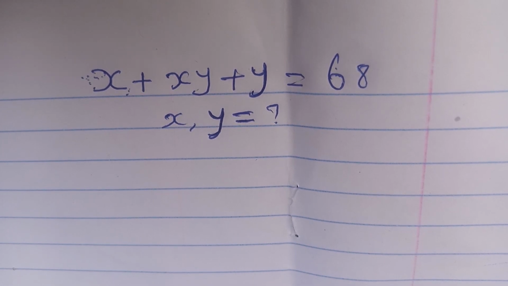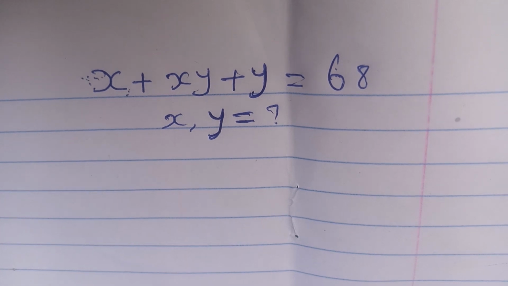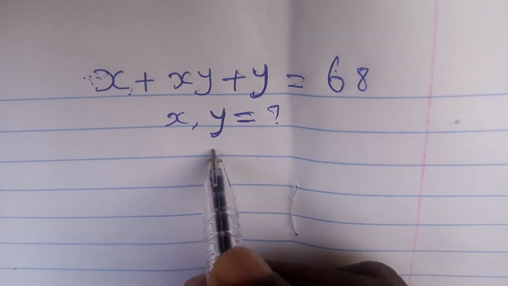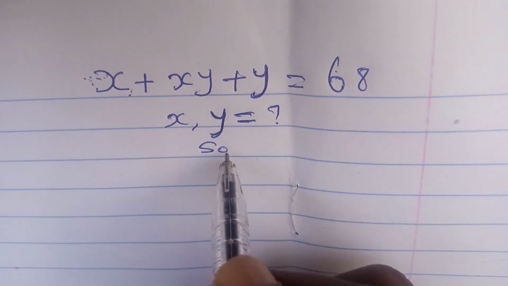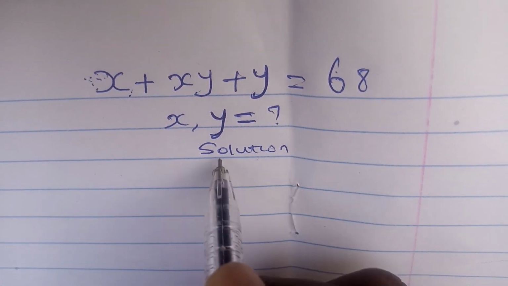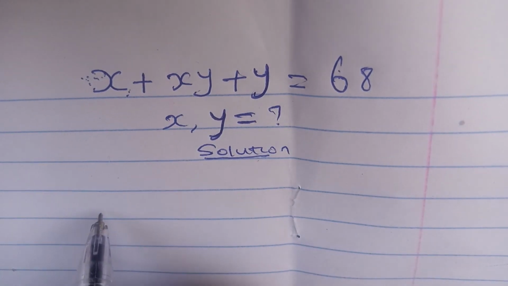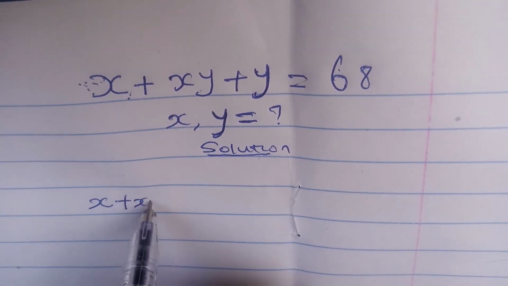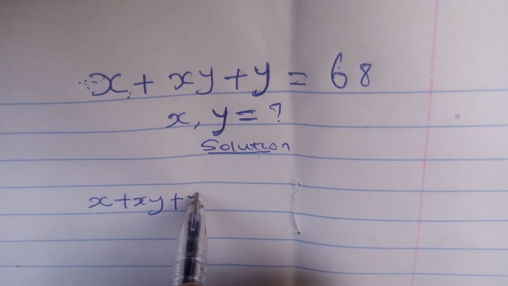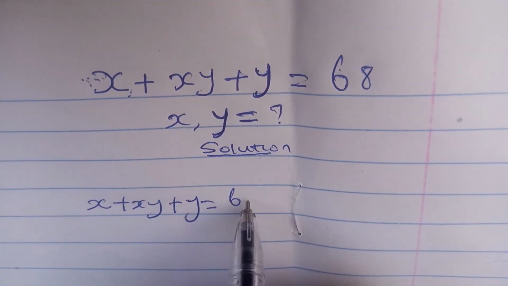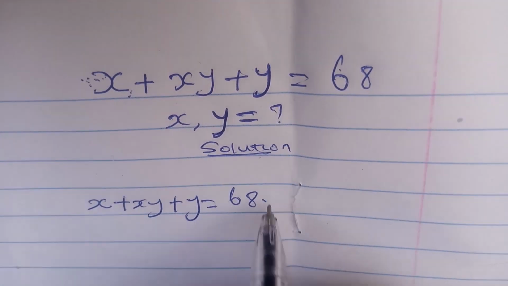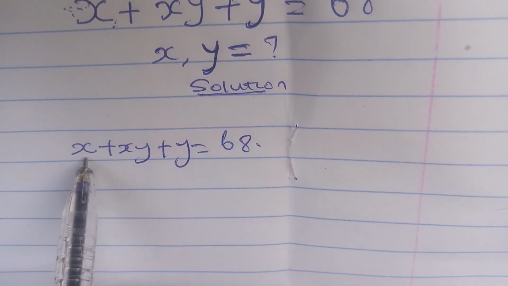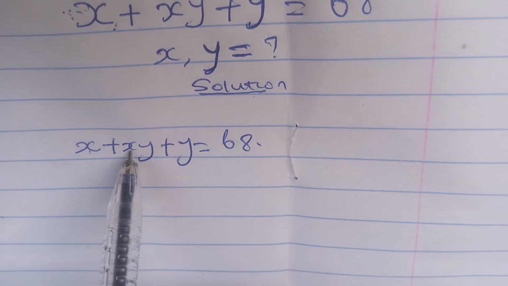So let's see how we can solve this single equation looking for two variables. So you can say solution. Write down the question, which is x plus xy plus y is equal to 68. Having this, we can see that we have x here, we have xy here.